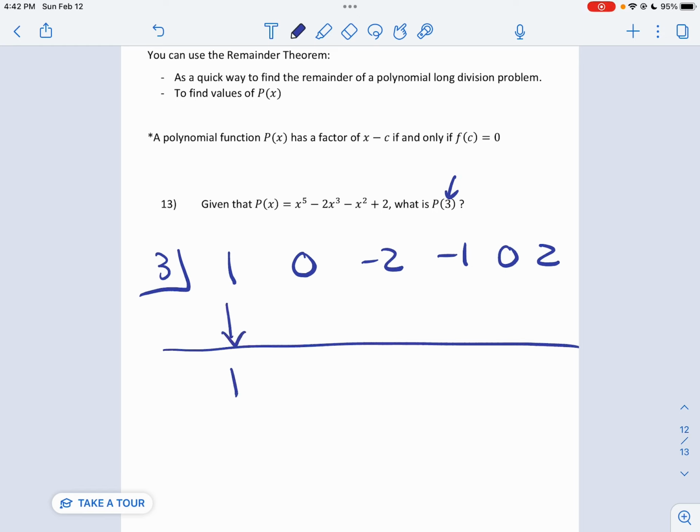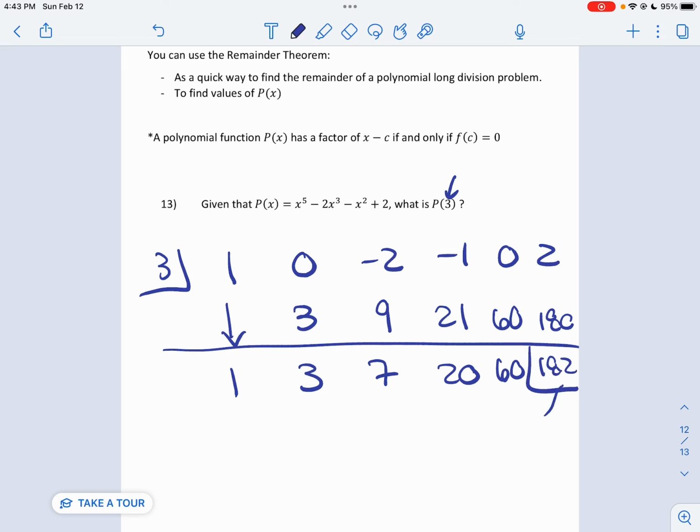I bring this number down. Multiply by what's in the corner and add. Multiply by what's in the corner and add. Multiply by what's in the corner, add. Multiply by what's in the corner, add. Multiply by what's in the corner, add. This is the remainder, which happens to also, in this case, equal p of 3. So we just were able to find p of 3 without doing that exact kind of math that was going to maybe take us a little bit of mathematical effort.